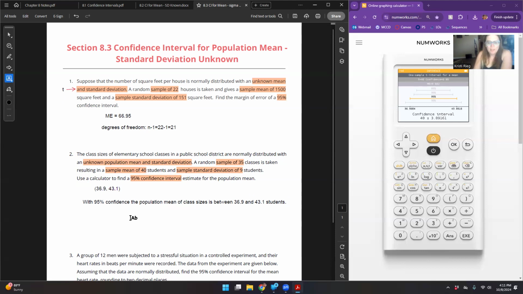Okay, one more, because again, you know how to do this. It's just emphasizing the T instead.